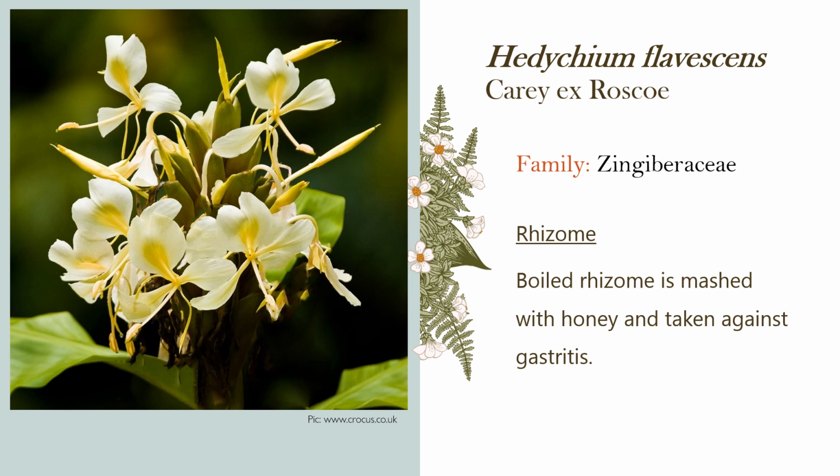So this is Hedychium flavescens from the family Zingiberaceae. This is also commonly known as the yellow butterfly flower, and the rhizomes are used here. The boiled rhizome can be mashed with honey and then taken to reduce the problems of gastritis.